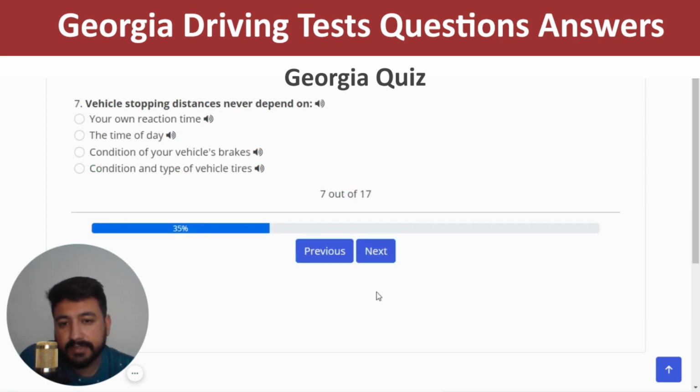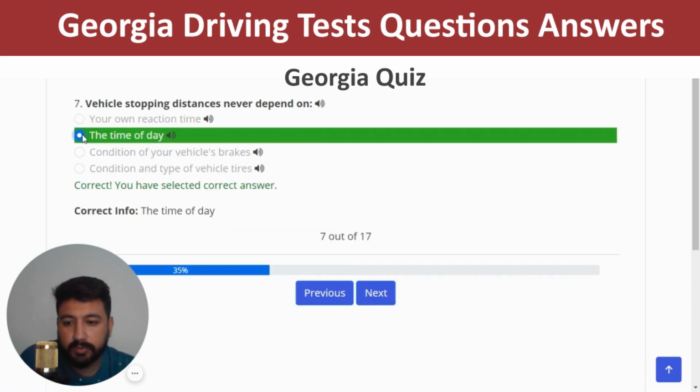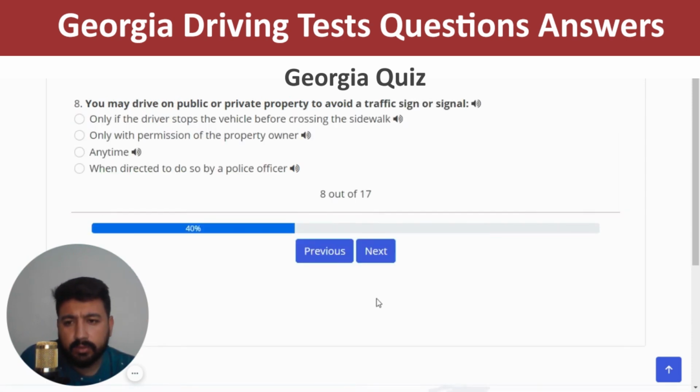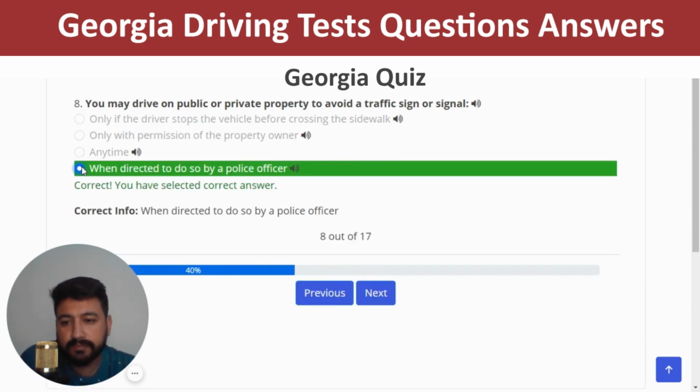Vehicle stopping distances never depend on... The right answer is the time of day. So I'm going to click on the second option. Correct and next. The eighth question is you may drive on public or private property to avoid a traffic sign or signal. The right answer is when directed to do so by a police officer, which is the last option. Next.